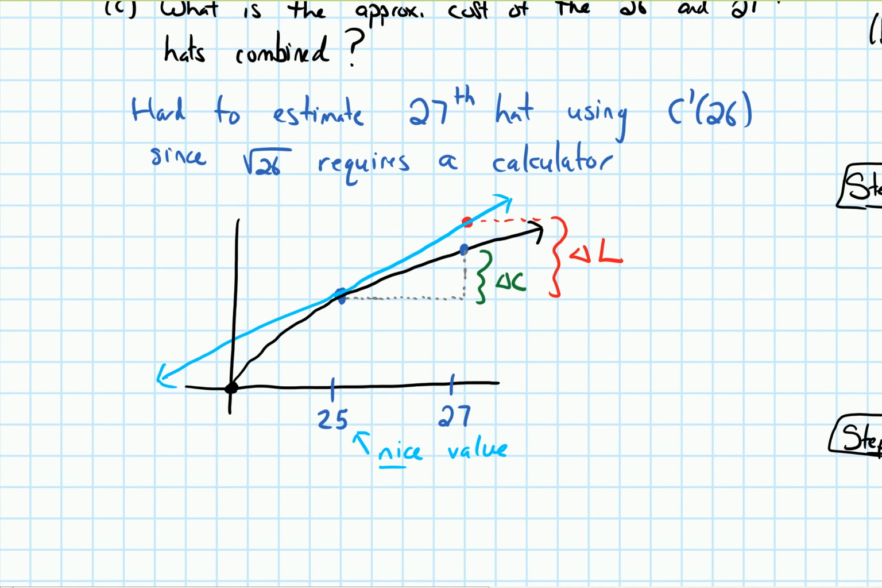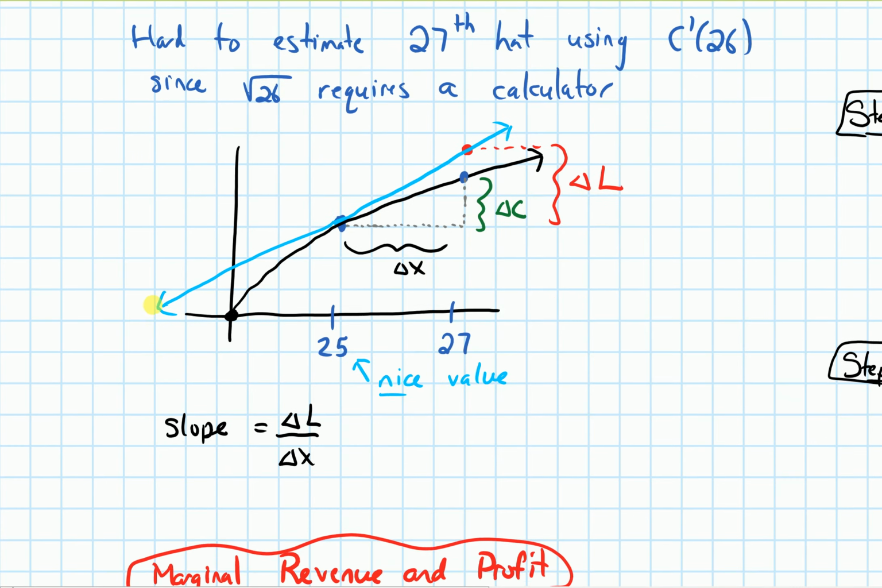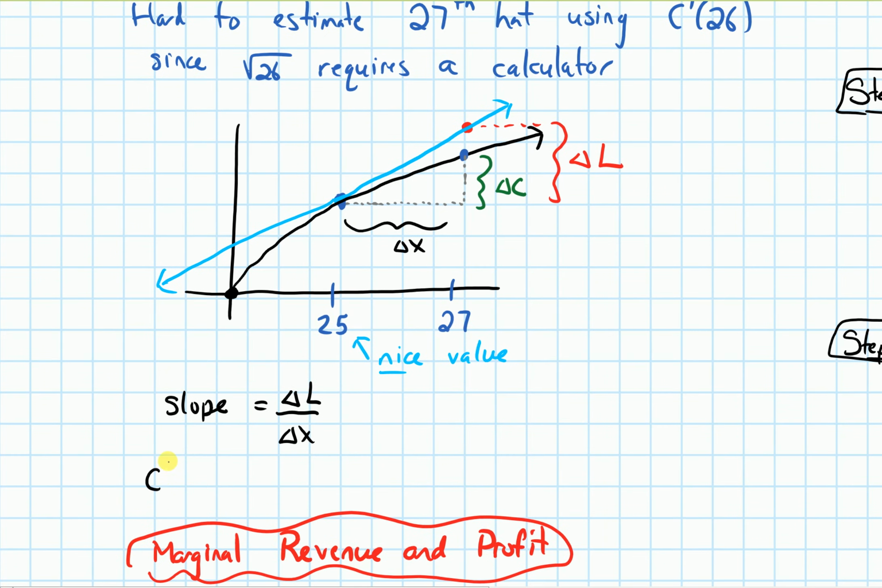All right, so we can do that by using the fact that the slope of the tangent line is equal to the rise, delta L, over the run, which is delta X. Delta X is now going to be this horizontal distance. So to get the slope of the tangent line, we need C prime of 25, because we're taking the tangent line at x equals 25. So this equals delta L on top. Delta X in this problem is 2. Now my run is 2.